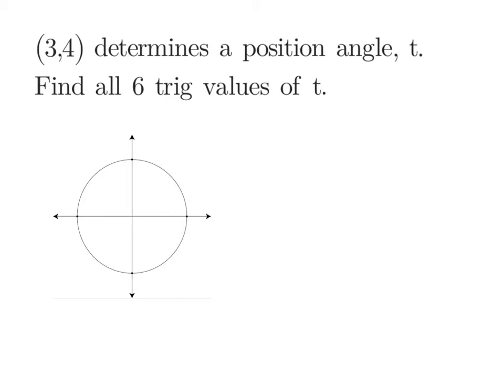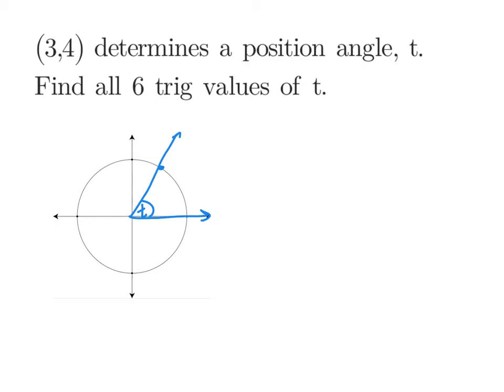A variation on that same problem is, what if we know (3, 4) determines the position angle t? Can we find all 6 trig values? Well, we know (3, 4) is going to be about right here in the first quadrant. So by (3, 4) determining the position angle, it's an angle that's in standard position. So its initial side is the positive x-axis, and its terminal side is going to run through that point, which means our angle T is right here.